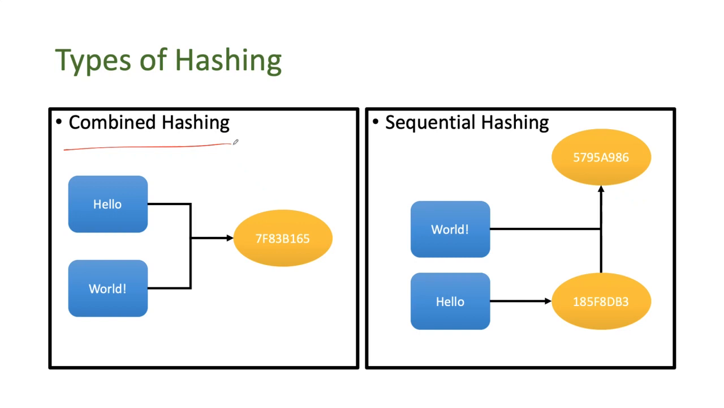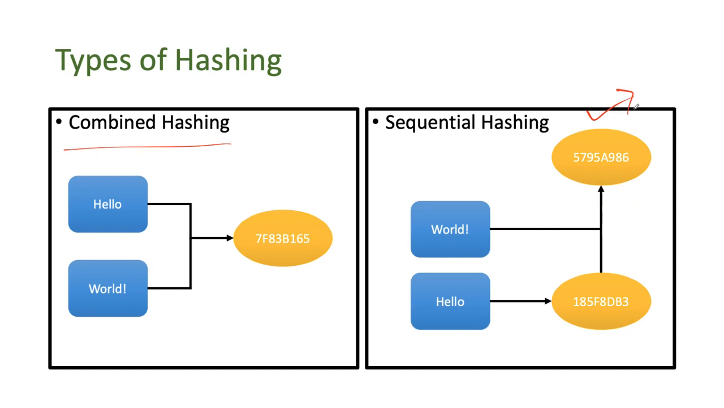Because as soon as a new block is generated, it uses the previous hash to give the name of the new block. So for different applications, different hashing patterns are used. And then the sequential hashing, as we saw, the hello will be hashed and that hash will be combined with the new message, with the hashing value. So this is what we have just observed in the previous case.